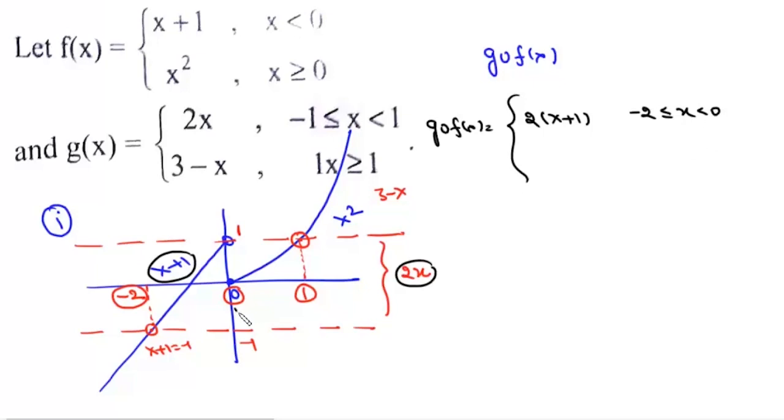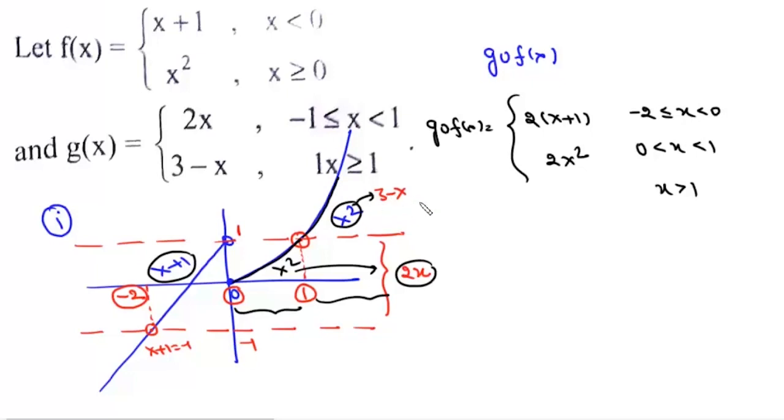Now we'll find the definition between 0 and 1. When x lies between 0 and 1, here the definition is x square, and it is still between these two lines, so we'll go to the definition 2x. So it'll be 2x square. Finally, it'll be x greater than 1. Here we have x square, and now I'll go to 3 minus x, so it'll be 3 minus x square. So that is the definition of g of f(x).